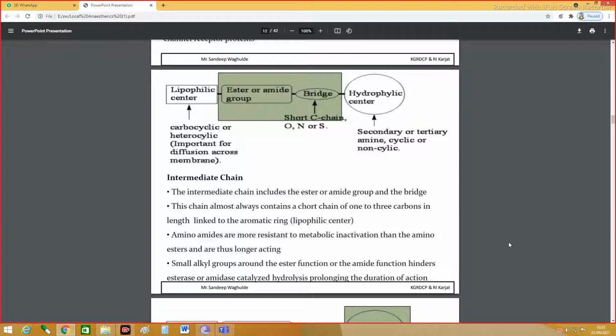As this intermediate chain is an ester or amide, we have to remember one thing: we have to make this chain of 1 to 3 compound in such a way that it can resist metabolic inactivation by the hydrolysis of amides and esters.